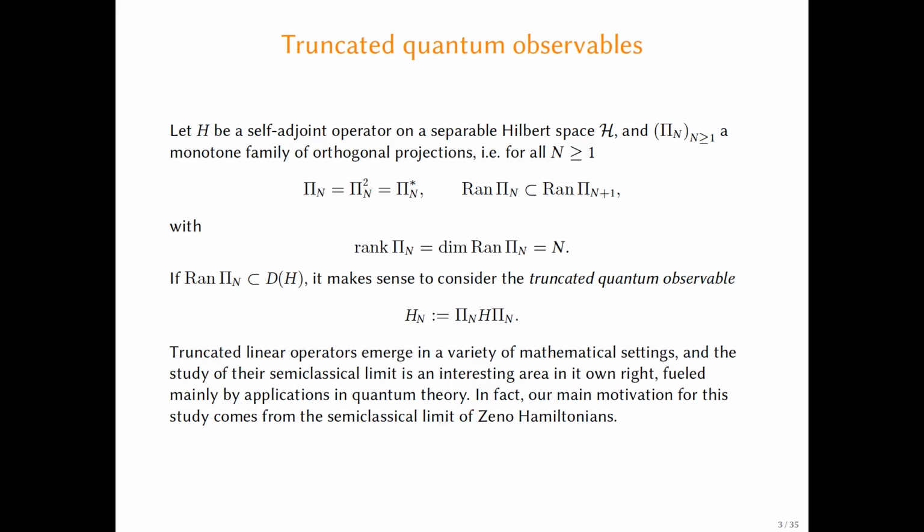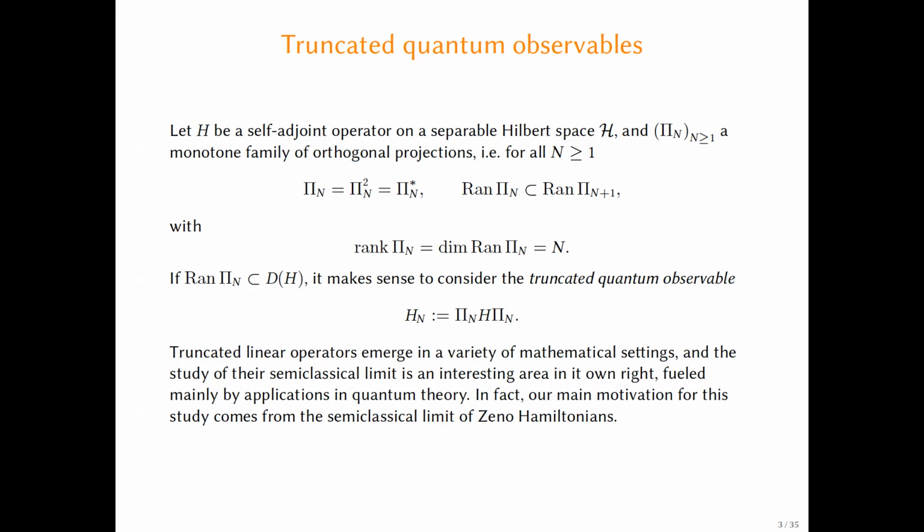Okay, so notice that I'm not assuming that these orthogonal projections are the spectral projections of H. So in general, I'm interested in the situation where H and P_n do not commute. Okay. So if I assume that the range of P_n is a subset of the domain of the Hamiltonian, I can construct what I call H_n, the truncation of H obtained by multiplying H from the left and from the right with this projection here.